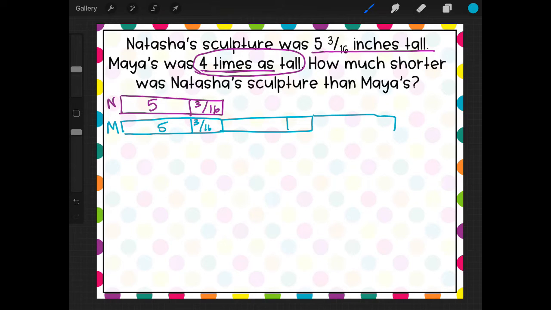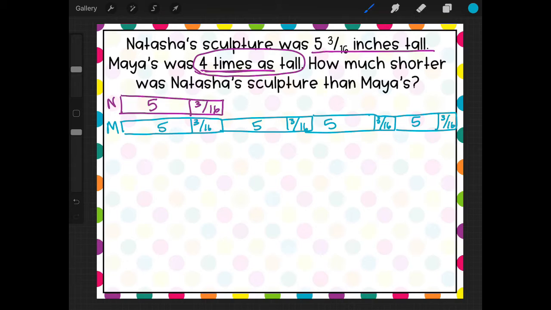2, 3, 4. We're going to pretend that these were all evenly spaced out. 5 3/16, 5 3/16, and 5 3/16. Now I'm going to ask myself, what do I need to find out?